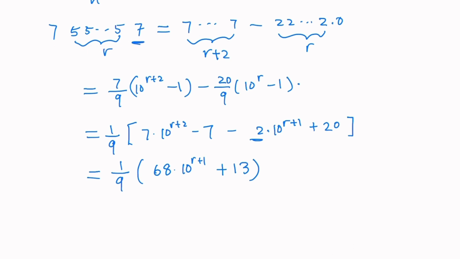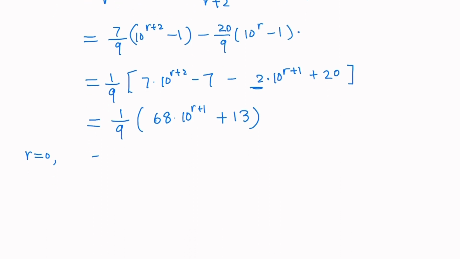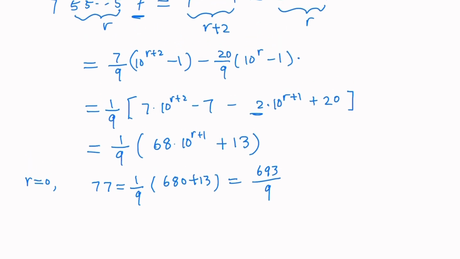Now, let's do some sanity check. What if r equals 0? So, when r equals 0, the left-hand side is 77, and the right-hand side is going to be 1 over 9 times 680 plus 13. So that's 693 over 9. That's indeed 77. So it looks like we did not make algebra mistakes.